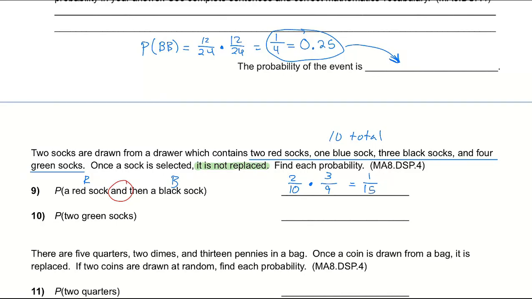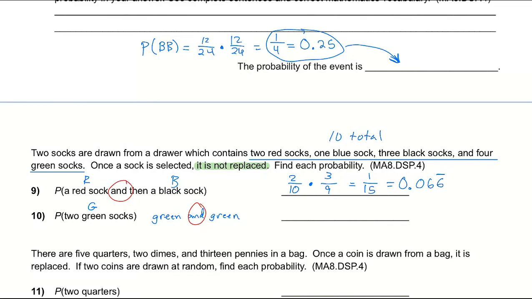Which, when we convert that, is going to be 0.066 repeating, or 0.067, or something like that. That's fine. 2 green socks. That's the same thing as "and." It's green and green. Let me write that. So because it's that "and" again, this is multiplying.